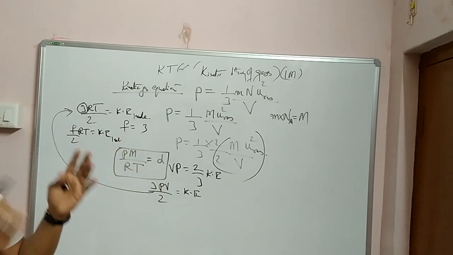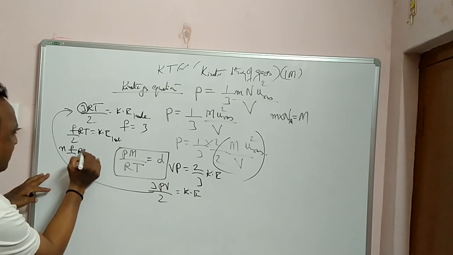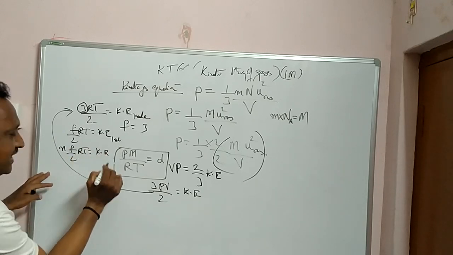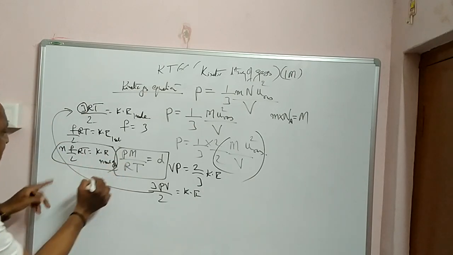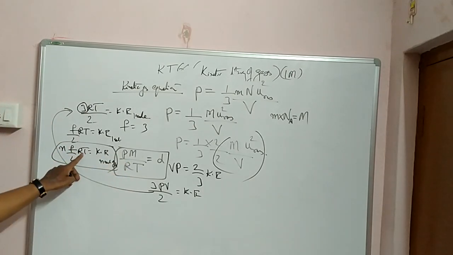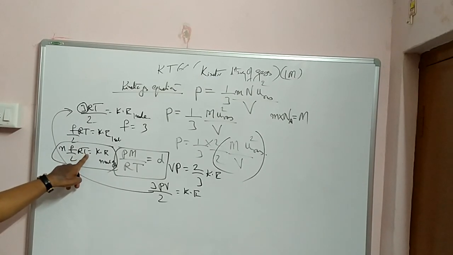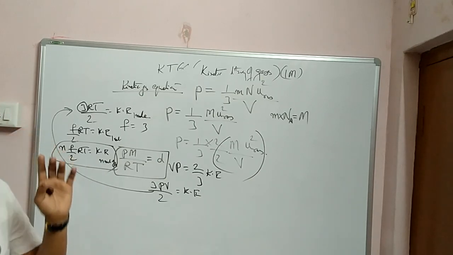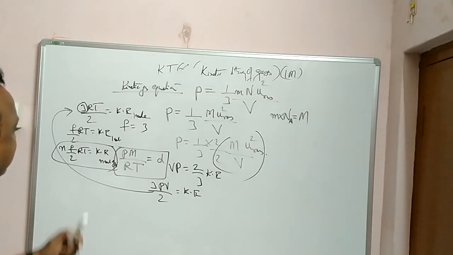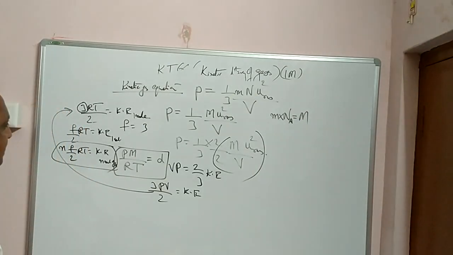Suppose if you require n moles of gas, multiply by n. So n into F by 2 into RT. This is the kinetic energy for n moles of gas. This is the general equation. F is the degree of freedom, R is the gas constant 8.314 joule per mole Kelvin, T is the absolute temperature, 2 is a constant value and n is the number of moles. This equation is very, very important in solving numerical problems. Clear? Right.